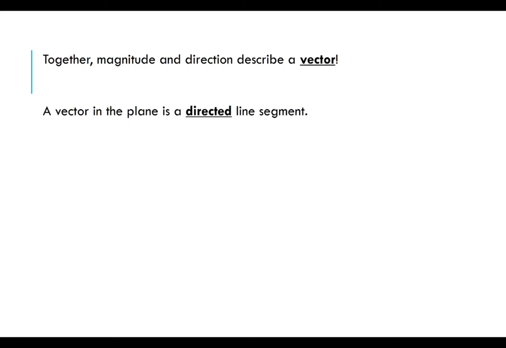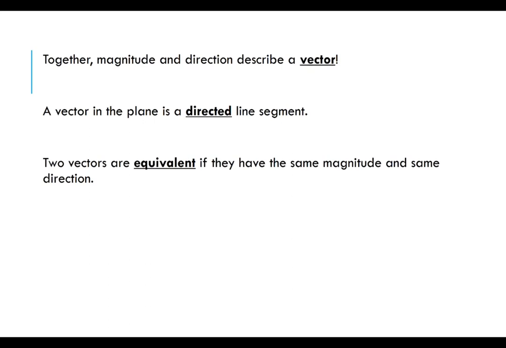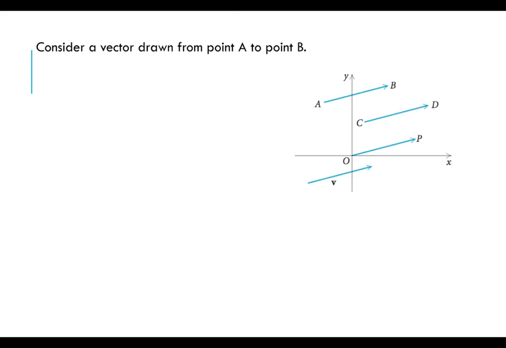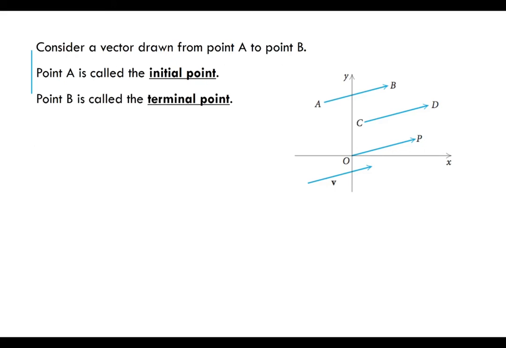Now, we need to have a way to represent vectors, and so a vector in the plane is just a directed line segment. And then we're going to say that two vectors are equivalent if they have the same magnitude and the same direction. Once again, magnitude means the exact same thing as length. Alright, so let's consider a vector drawn from point A to point B. Point A is what we call the initial point. Point B is called the terminal point. That is, it begins at A, it ends at B.